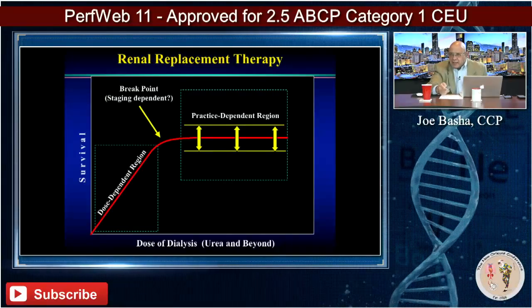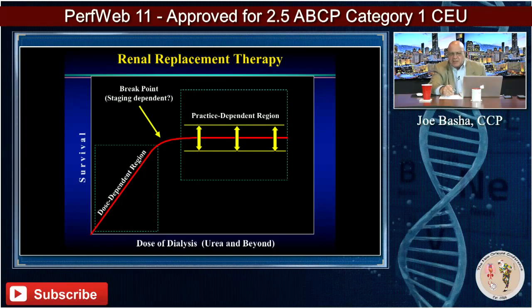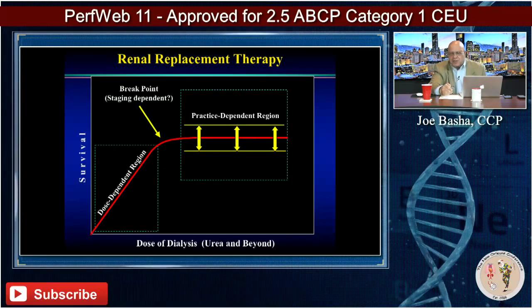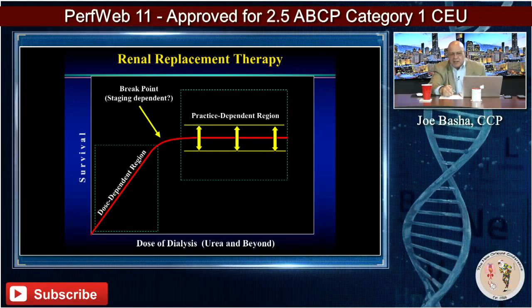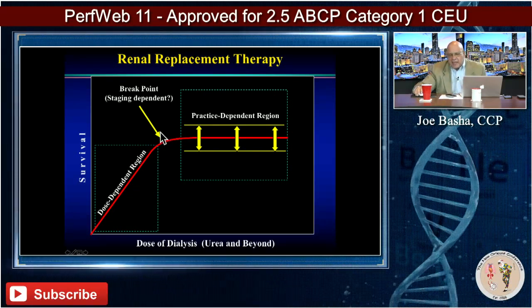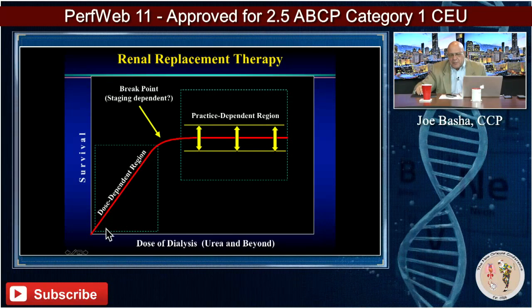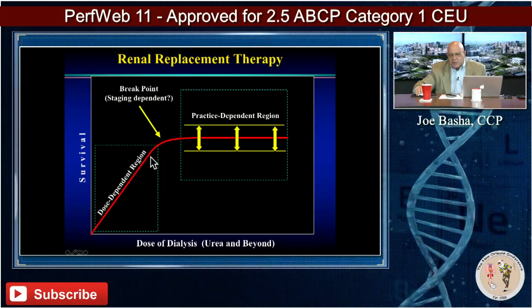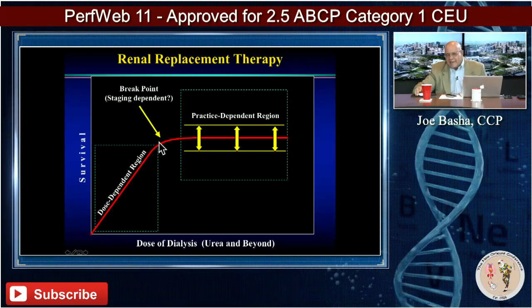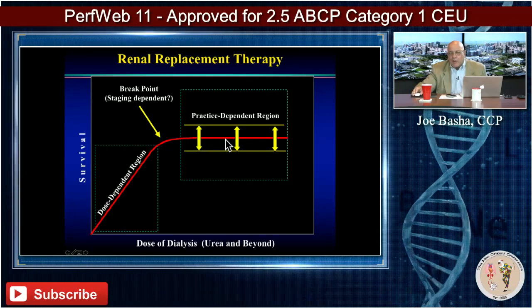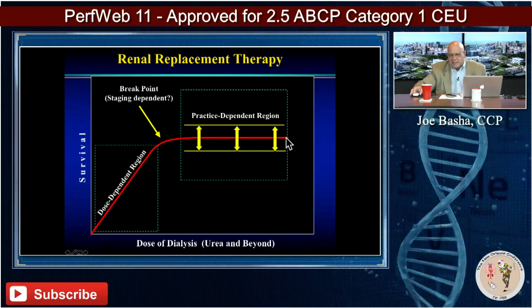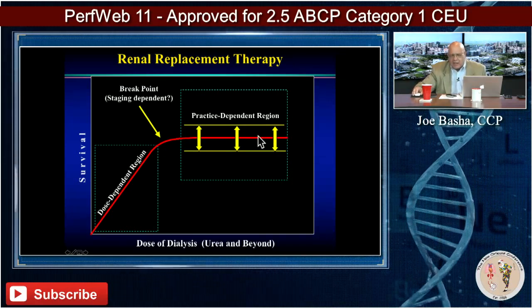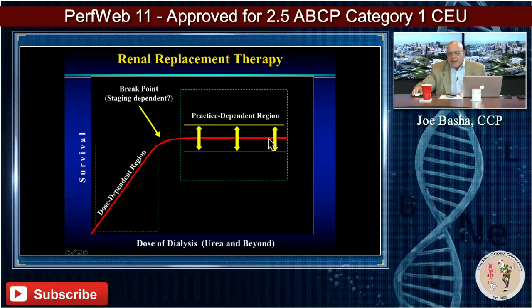So there are studies, and what it shows us is that there is a break point where basically it's dose dependent. So if you look at the scale, you have improvement in survival up to a certain point. And then it really doesn't matter what your dose is. You could be at 65 mLs per kilo per hour, and it's not going to make any difference.